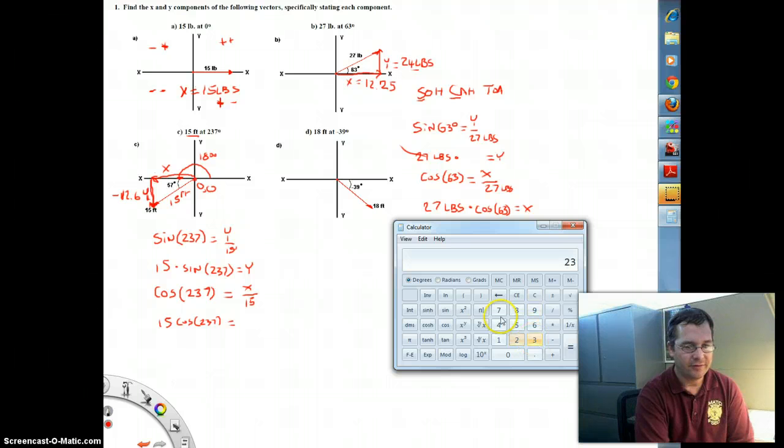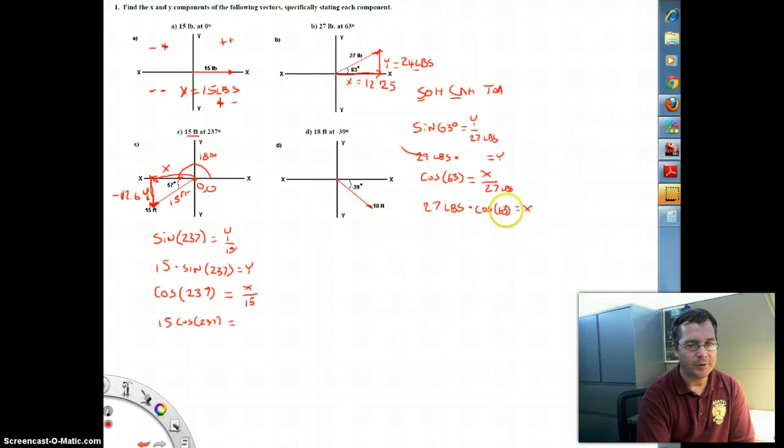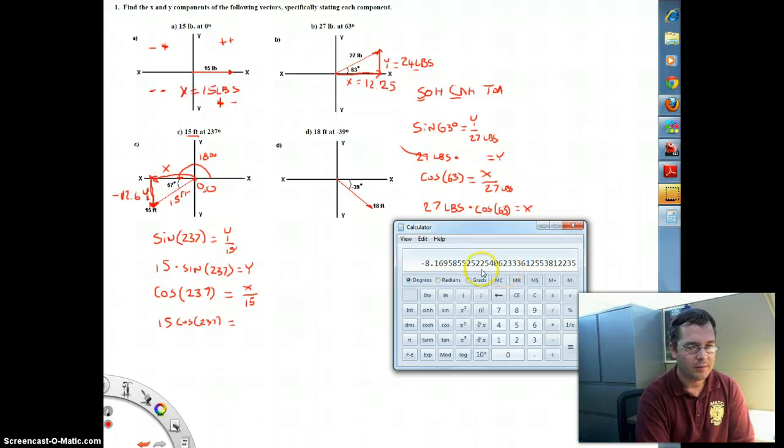So 237, and we'll take the cosine of it, and I know that the cosine will be smaller than the sine because this angle here is greater than 45 degrees. So 237 cosine, and then I'll multiply that by the length, 15. So the coordinate of this point is negative 8 point... we'll call it negative 8.2.